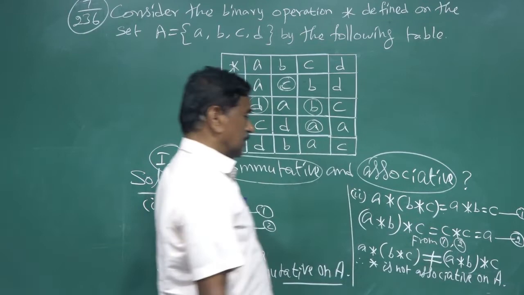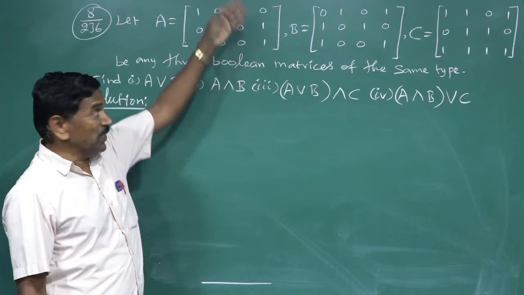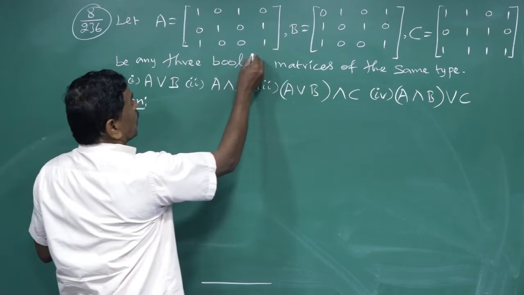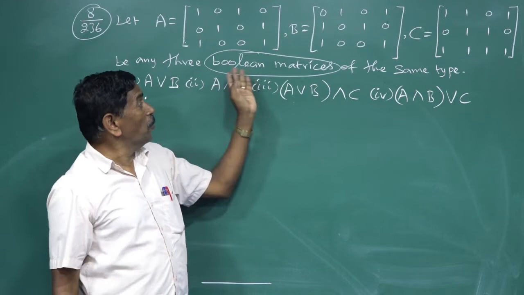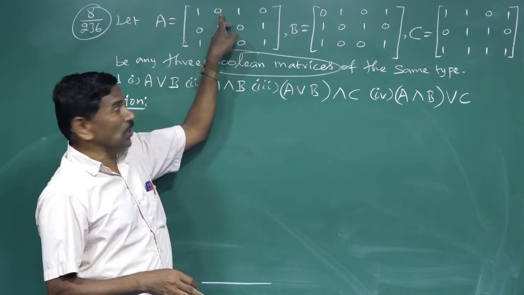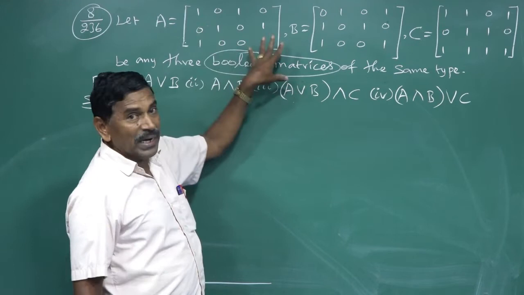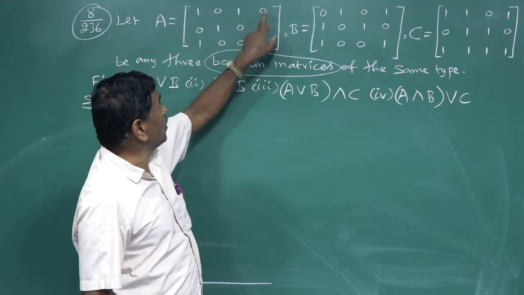Children, listen. Now, eighth question from the first exercise. Let A, B, C be any three Boolean matrices. Which is important: Boolean matrices. Boolean matrices are real matrices whose entries are either 1 or 0. Here all these three matrices have entries 0 and 1. So the entries are all 0 and 1. That's all. These matrices are said to be Boolean matrices.